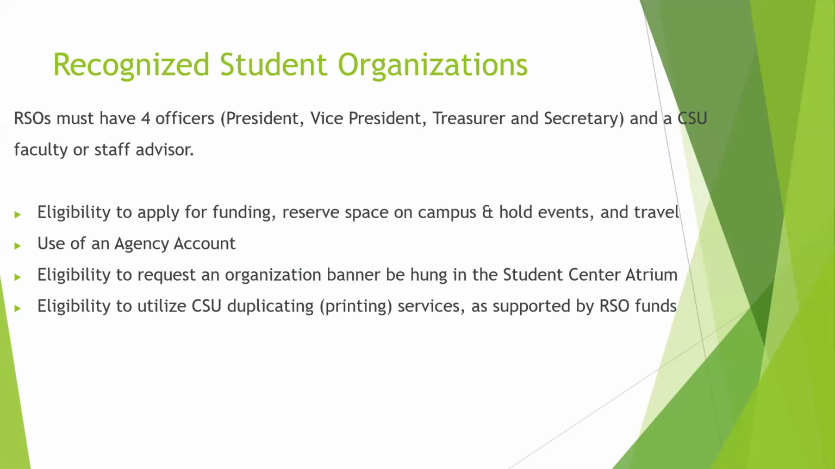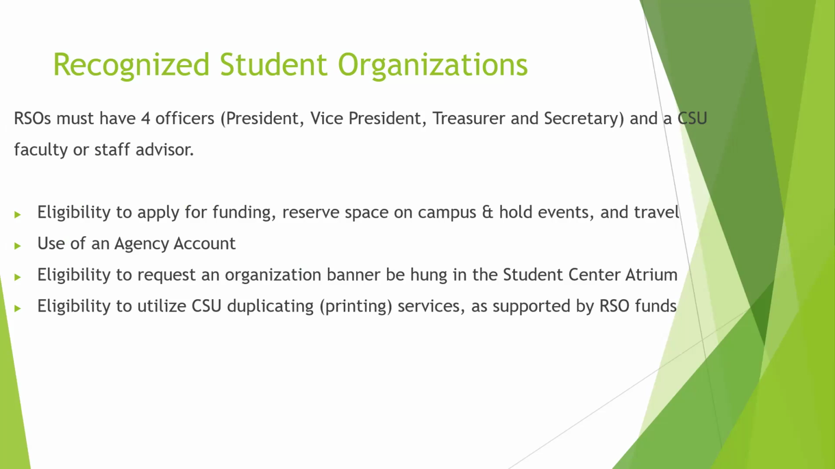RSO stands for Recognized Student Organization. To be an RSO, you must have 4 core officers to make up your executive board and a full-time member of the university faculty or staff to be your advisor. Your organization may have different titles for those positions. For example, some organizations use the term chair instead of president, or captain if they're a sport club, which is fine. So long as you have the 4 basic officers and an advisor, you are an RSO.